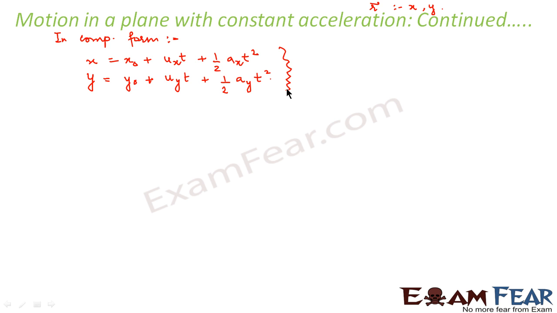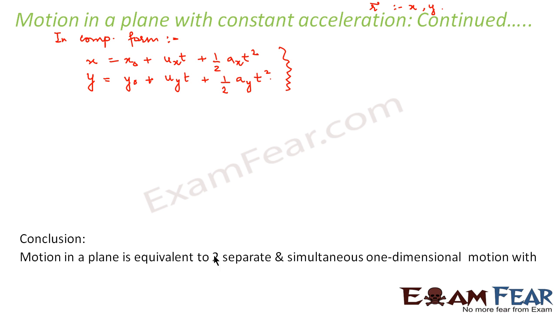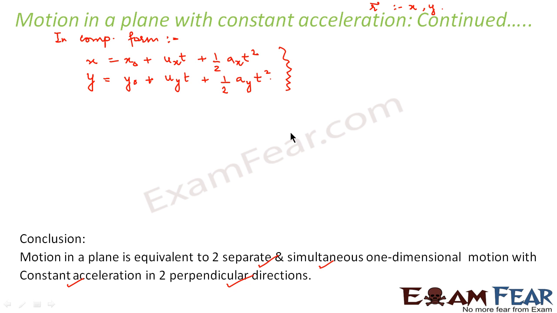So till now, what did we observe? We observed that the position of a particle can be expressed by equations along the x-axis and y-axis. Similarly, the velocity of the particle can be represented along the x-axis and y-axis independently. So in general, what do we conclude? We conclude that motion in a plane is equivalent to two separate and simultaneous one-dimensional motions with constant acceleration in two perpendicular directions. Now try to understand this statement very carefully.